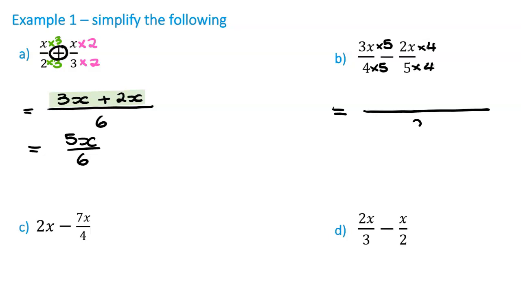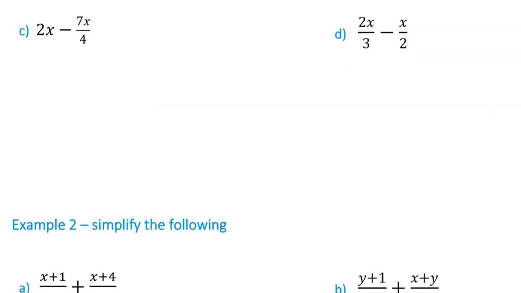So let's draw a big old vinculum, I already had it, and our common denominator of 20, lowest common denominator. Now we've got to do 3x times 5, that's going to be 15x. And what were we doing? What operation? It was subtraction. So let's take that down. And then we've got 2x times 4 will be 8x. Not too bad. So we've now got 15x and we're taking away 8x, and that's going to give us 7x over 20.